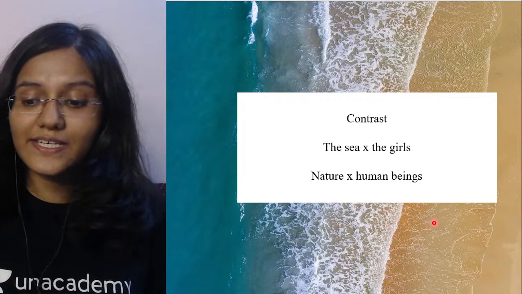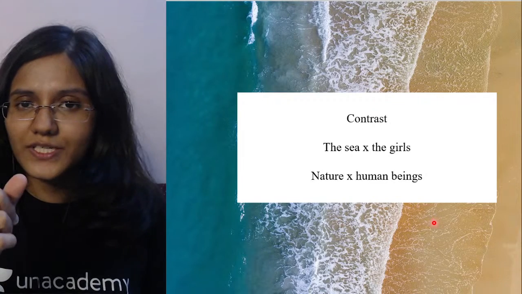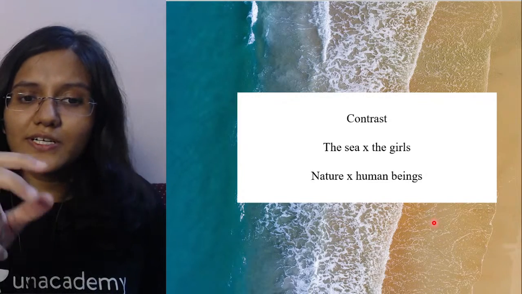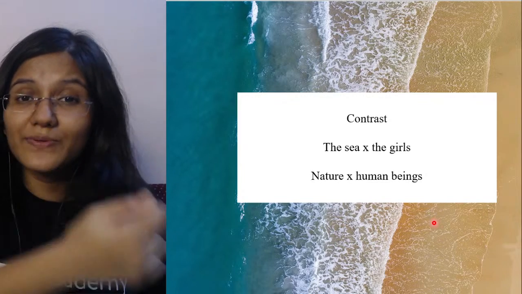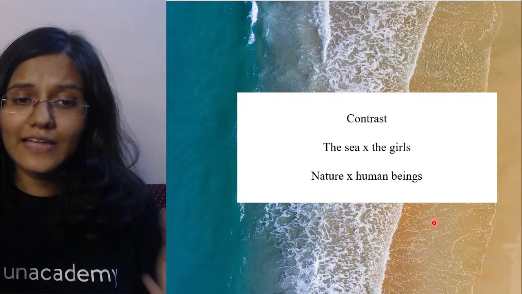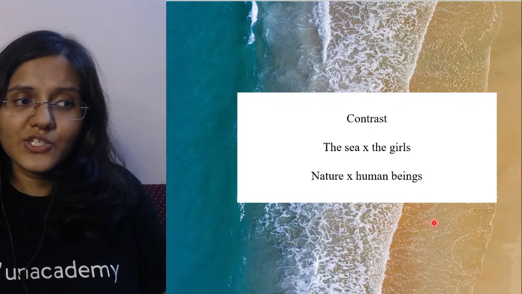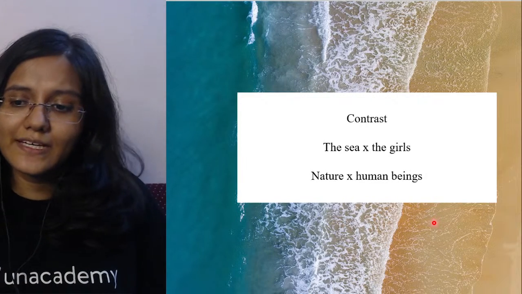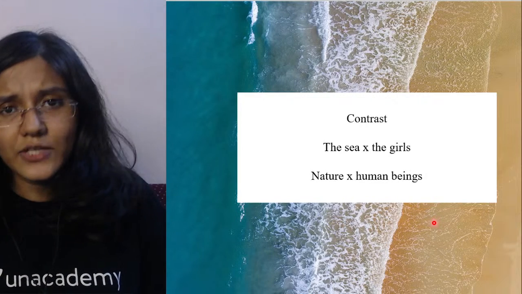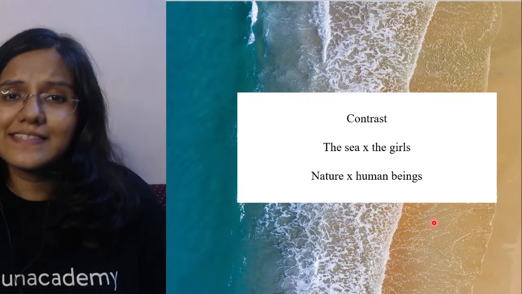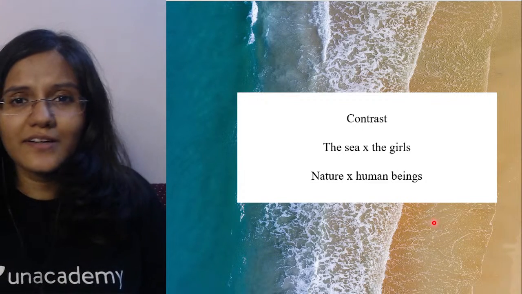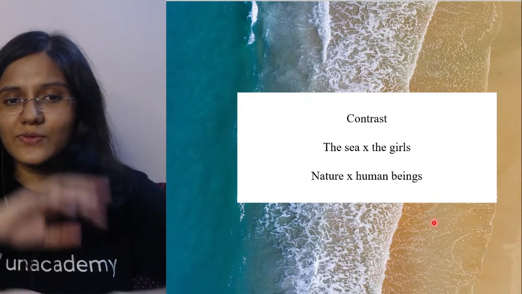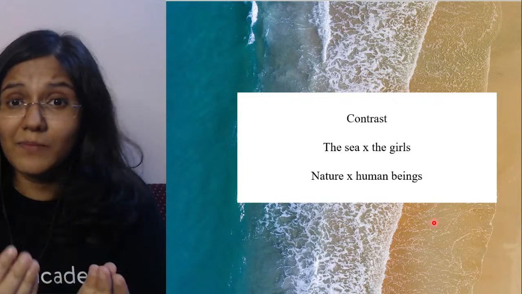Another thing this verse does is that it sets up a contrast between the sea and those little girls. And it's setting up a contrast through the sea and the little girls between nature and human beings. And the contrast is simply that nature is everlasting and slow to change, whereas human beings change very quickly, and human beings die, right? So our time on this earth is very temporary. The earth will long outlive us. So that's the kind of contrast that's being set up.